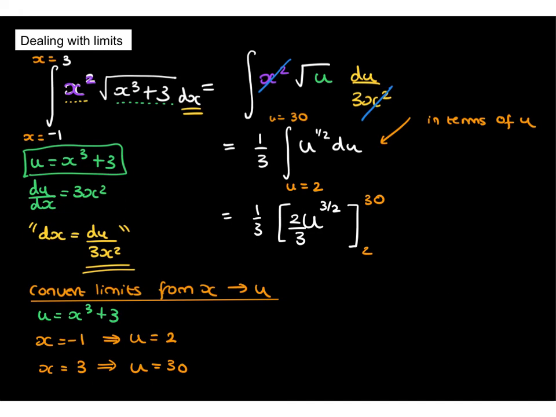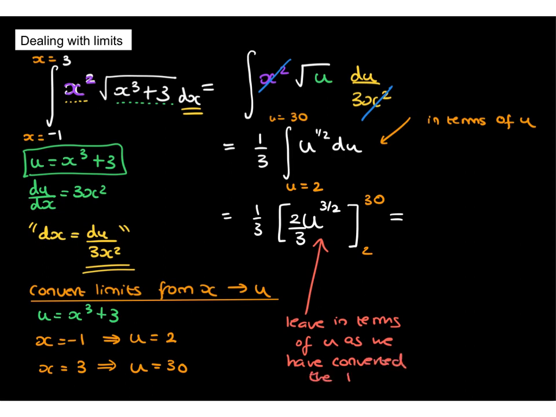Now, we do not need to put the integral back in terms of x because we changed the limits. So from here, we're going to leave it in terms of u as we have converted the limits. Now, if we didn't convert the limits, then we would have to put the integral back in terms of x, but we would then have to use these limits here rather than these limits here.